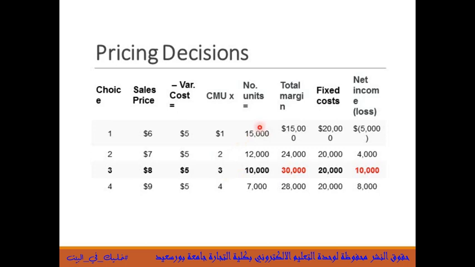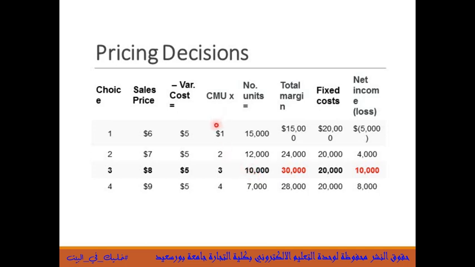The demand level will be different under each selling price. When the selling price is $6, the demand level is 15,000 units. When the selling price per unit increases to $7, the demand level decreases to 12,000 units. When the selling price per unit increases to $8, the demand level declines to 10,000 units, and when the selling price per unit increases to $9, the demand level further declines to 7,000 units.